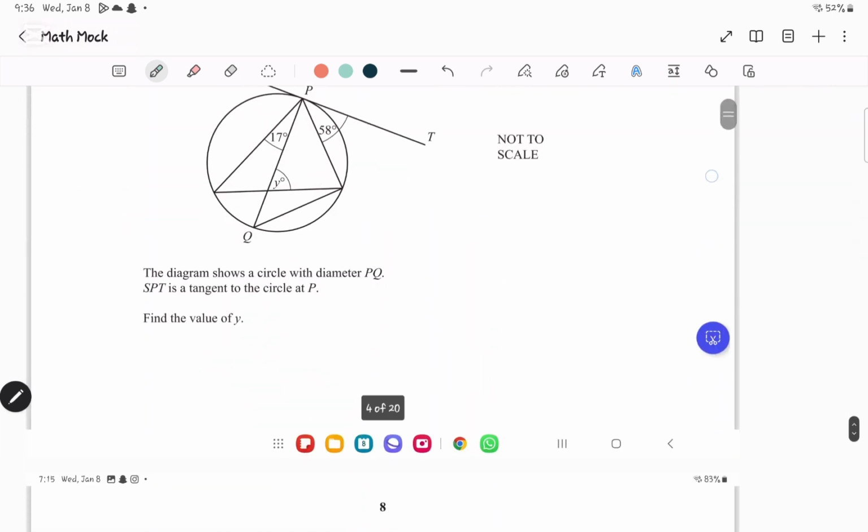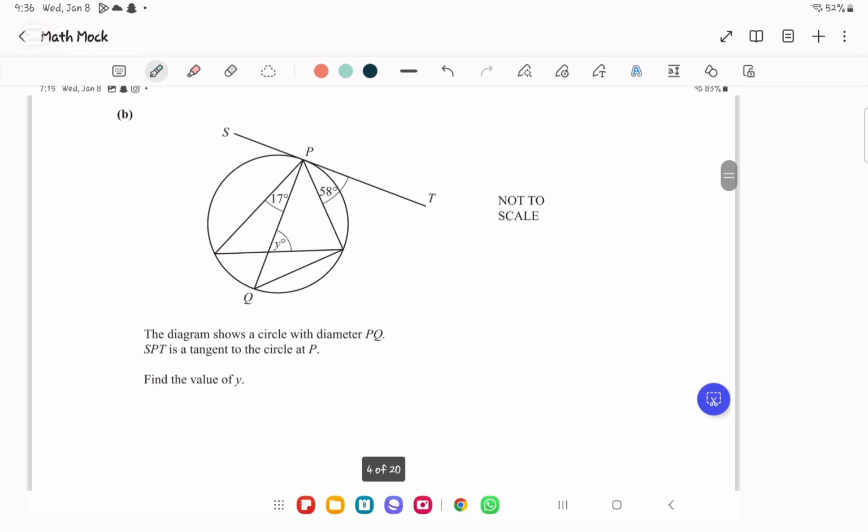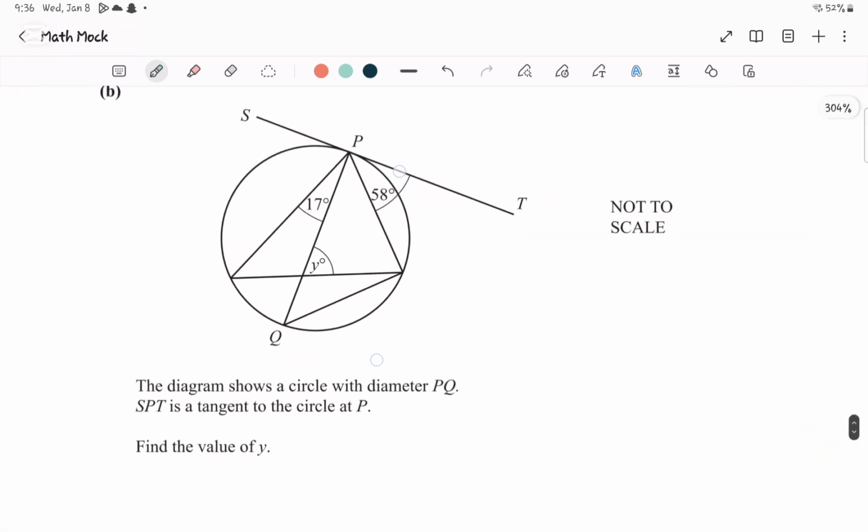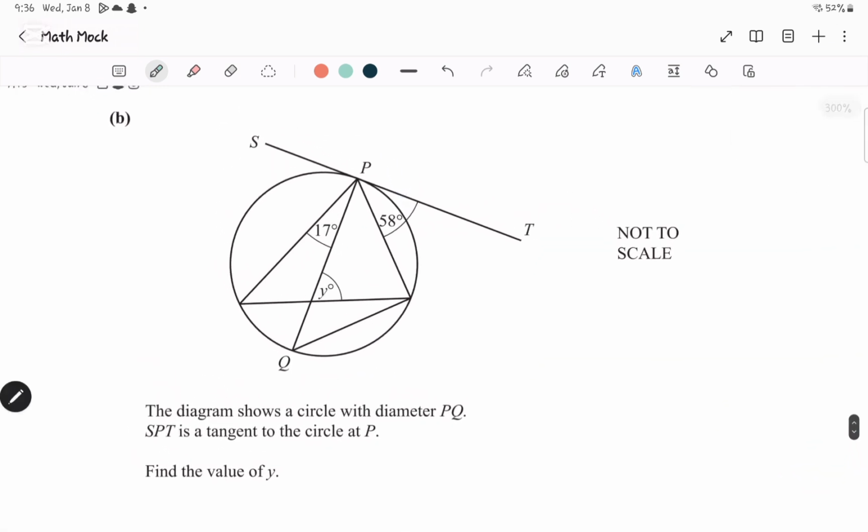We move on to part B. We need to find the value of y, knowing that it is a tangent to the circle at P. And we have a diameter PQ, so this is definitely 90 degrees. If this is 90 degrees and over here this is 58 degrees, we can find the value of this angle. To find it, we're going to do 90 minus 58, which gives us 32. Now, since this is a diameter, we will be left with this angle over here being 90 degrees. So we can find this angle, which is 90 minus 32 again, and we're going to get 58.